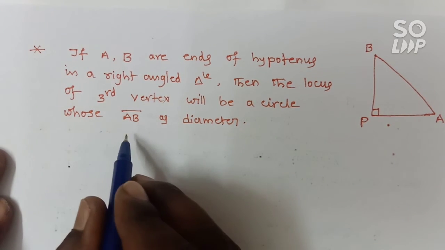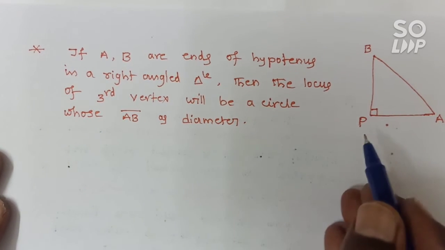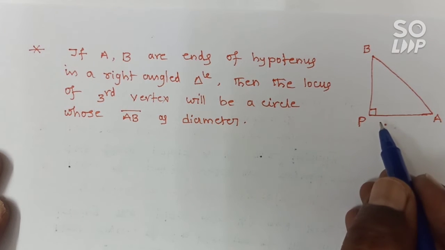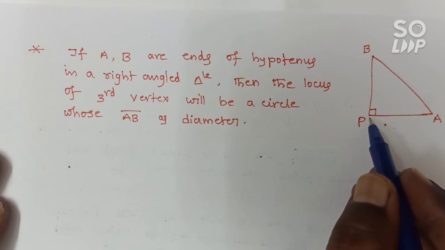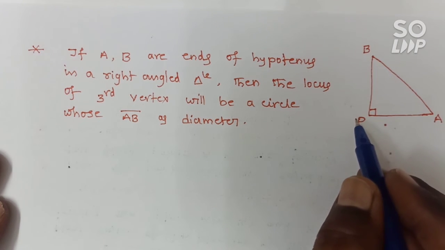Why does it become the circle? Because the angle in a semicircle is a right angle. Angle in a semicircle means that the right angled vertex will always lie on the circle.